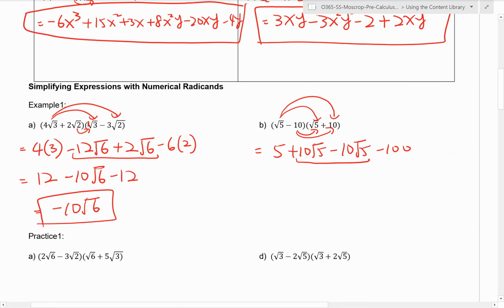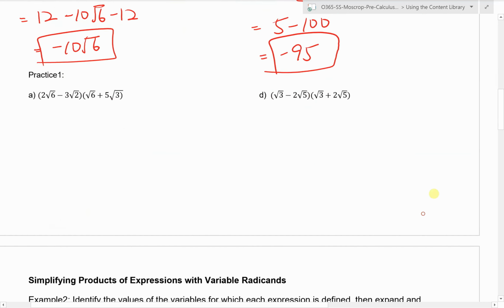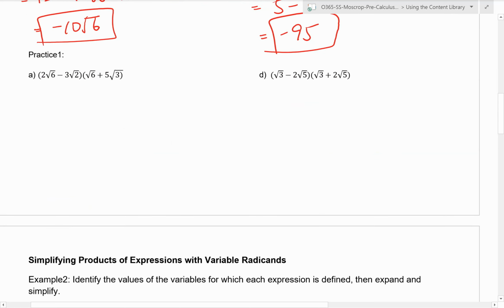Notice how these two middle terms just cancel out, right? Because again, it's a difference of squares, so they will always just cancel out themselves. So we end up with 5 minus 100, which is negative 95. Okay, so there are two questions for you to practice. Good luck.